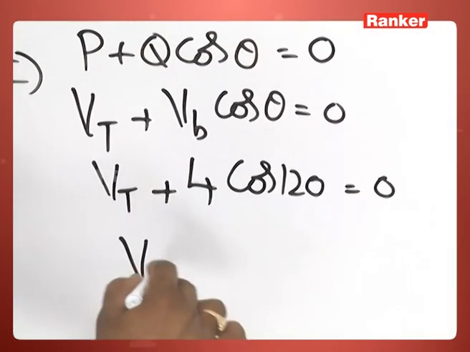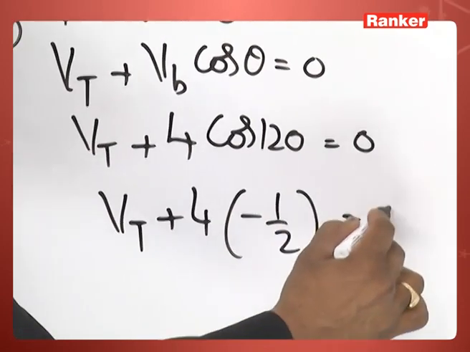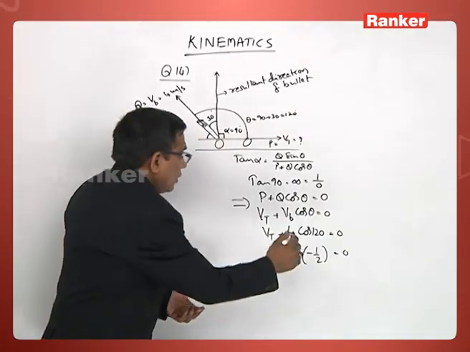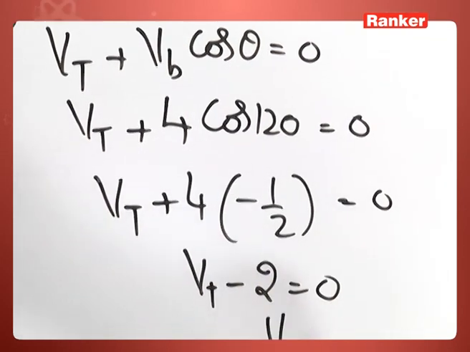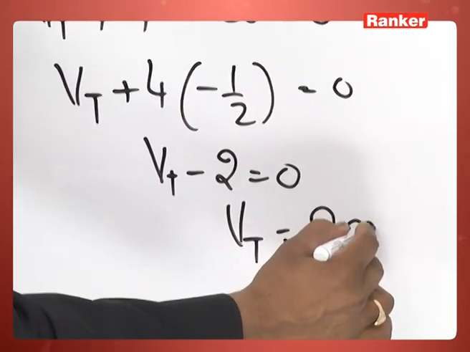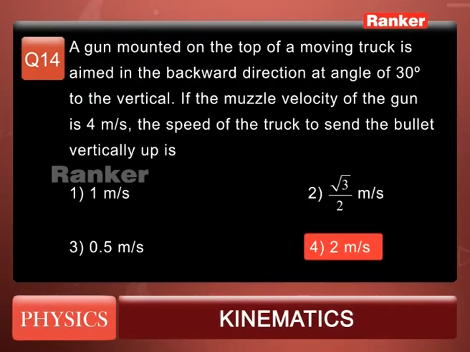So, Vt plus 4 into cos 120, which is minus half, is equal to 0. If you simplify, Vt minus 2 is equal to 0. So, the velocity of the truck is 2 meters per second. So your answer is the fourth option, 2 meters per second. This is the velocity of the truck. This way you have to solve the problem.